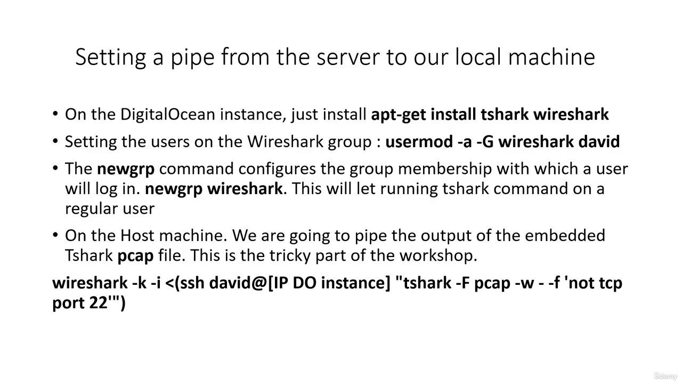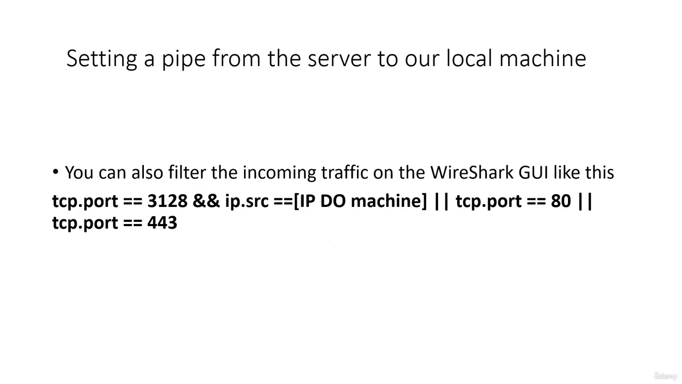and this will prompt the GUI of Wireshark which we previously installed, and it will sniff the incoming traffic. You can then also filter the incoming traffic via the Wireshark GUI like this. In the Wireshark GUI interface, you have an option in the upper left corner called filter. In the filter, you just type this.